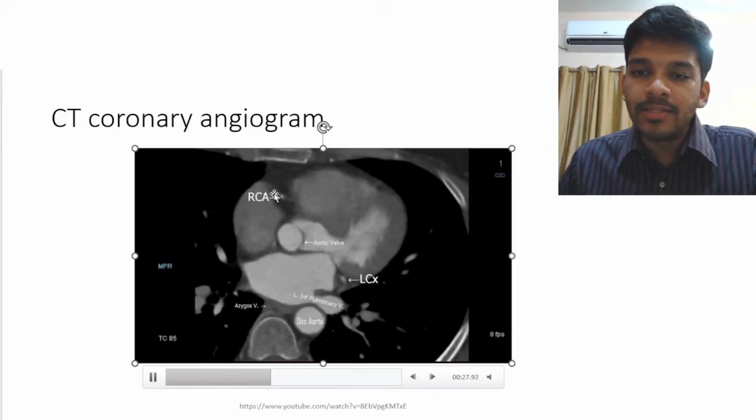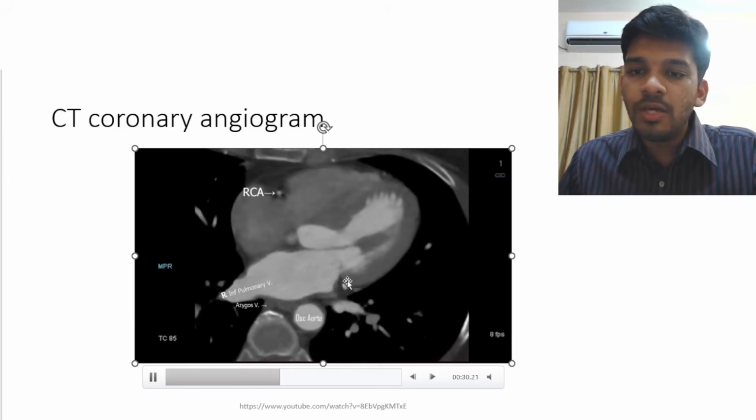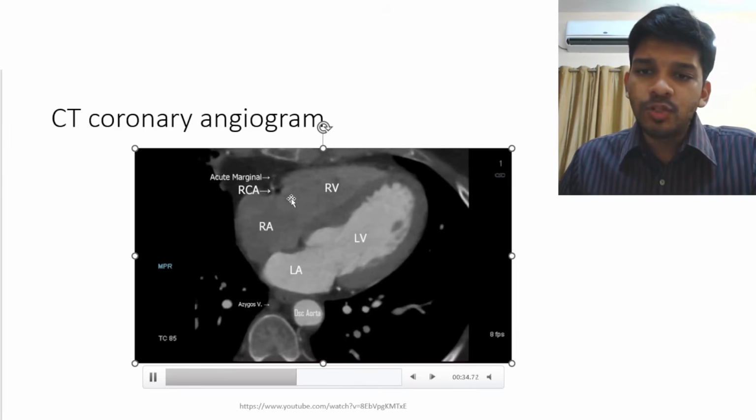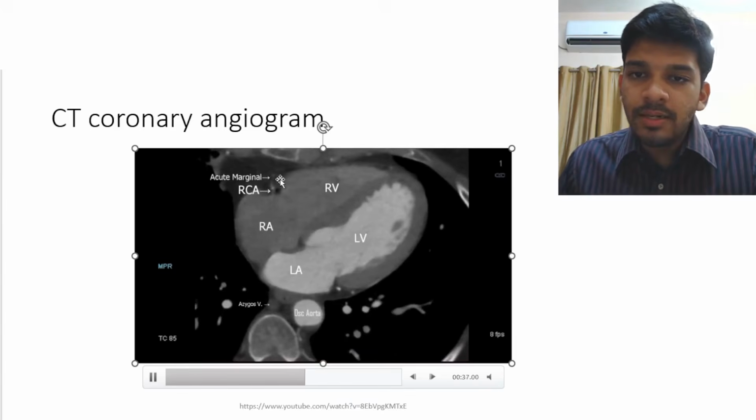That will go forward and supply the right ventricle, giving off the acute marginal branch. Whereas here, what will come into view will be the left anterior descending artery. So this is the acute marginal branch, which will supply the right ventricle. It will give branches to the right ventricle.